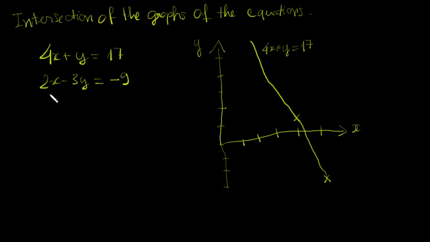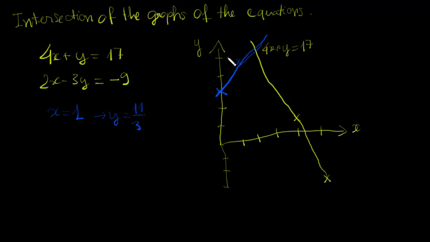The second equation, 2x minus 3y equal to minus 9. When x equal to 0, y equal to 3. I will take another color to illustrate that. When x equal to 1, y equal to 11 over 3, which is this one. You connect the 2 points here, and you will get this graph.